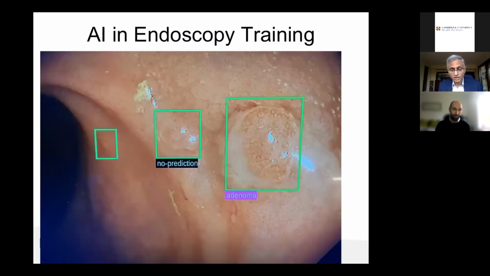This is another example of AI with endoscopy training. The newer scopes now have artificial intelligence embedded in them, and that works for both the clinical effectiveness, so the ability to predict and spot lesions, but also to educate the operator as to what those lesions might be and what they might look like.